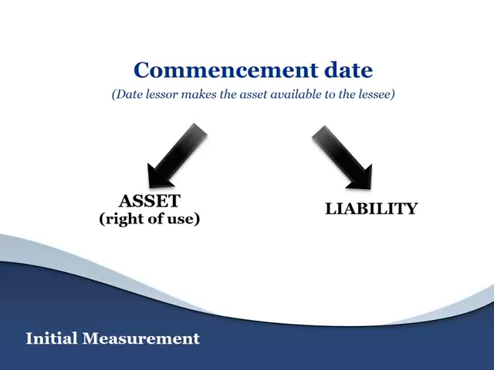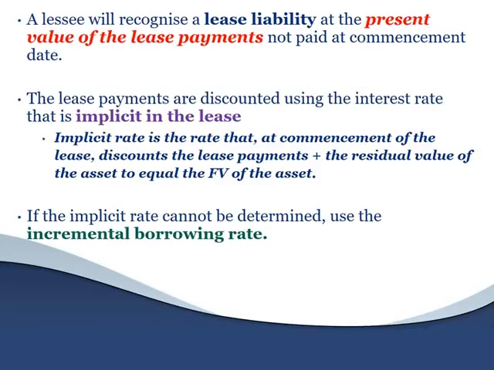Now, how do you measure those? Start off by taking a look at how you measure the liability on day one. Now, it says here that the lessee must recognize the lease liability as the present value of the lease payments not paid at the commencement date. Okay, so effectively it says you take all the unpaid lease payments and effectively you present value those back, discounting them at the implicit rate in the lease.